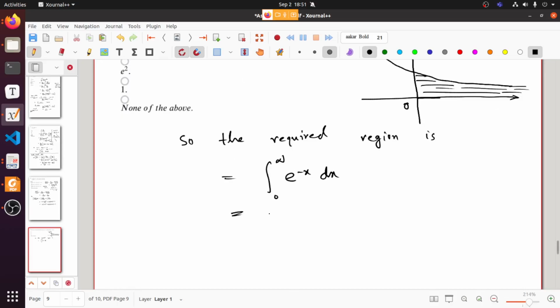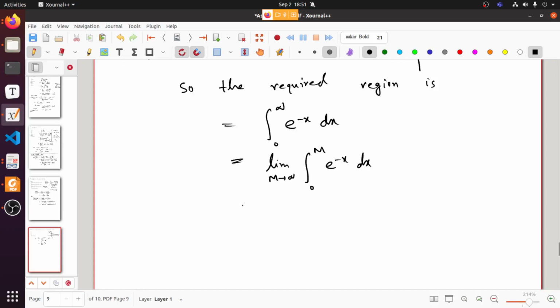What do you get? You get minus e to the power minus x from 0 to infinity. This is an improper integral. You can do it like we have done. So how to do this? Limit m tends to infinity, integral from 0 to m of e to the power minus x dx, which is limit m tends to infinity of minus e to the power minus x from 0 to m. Now, putting in the limits, we get minus e to the power minus m plus 1, because minus times minus is plus.